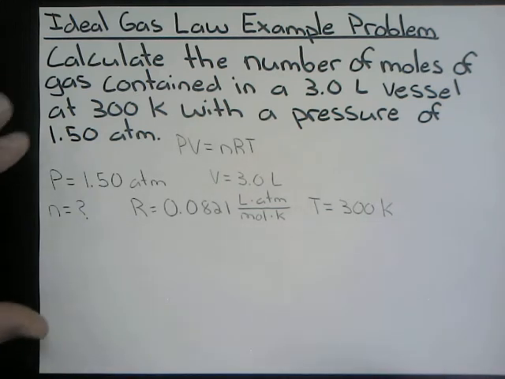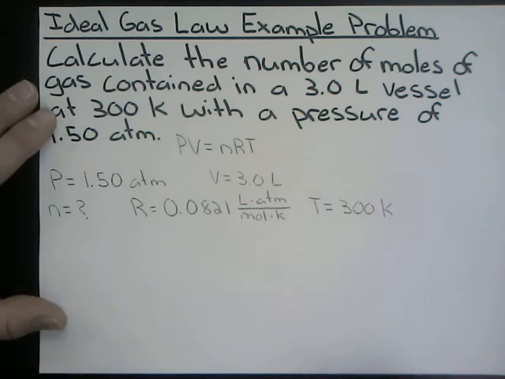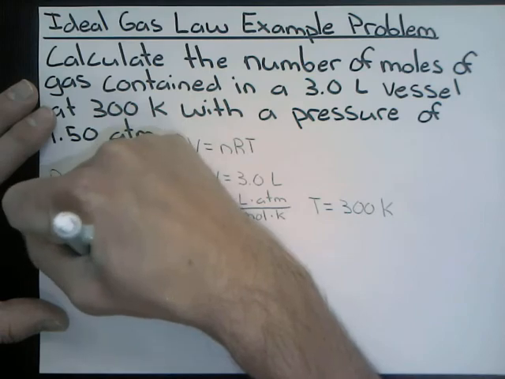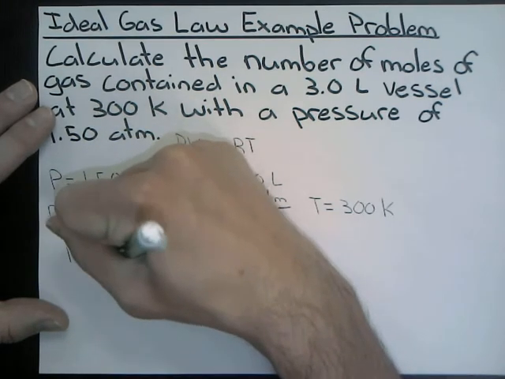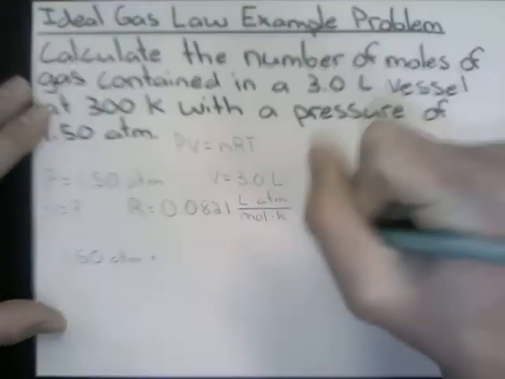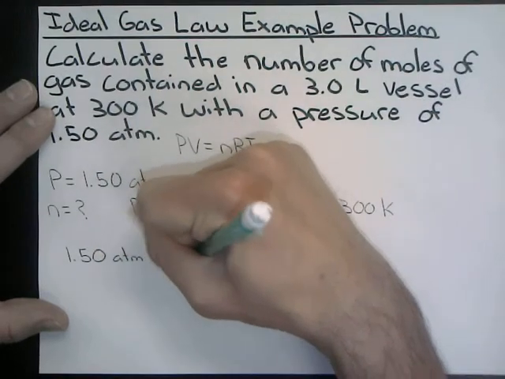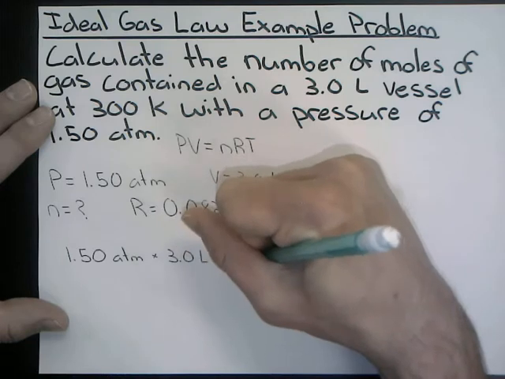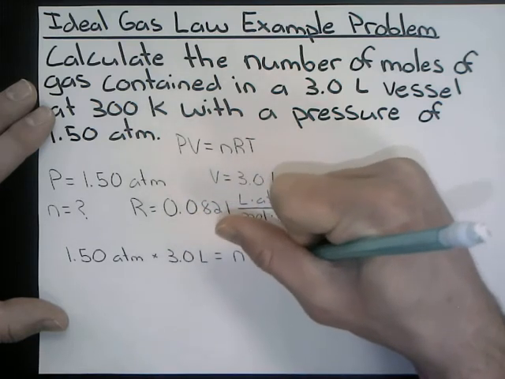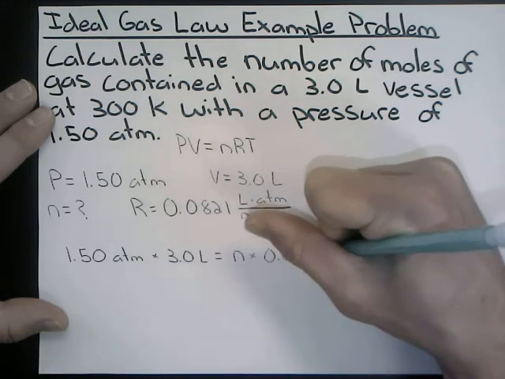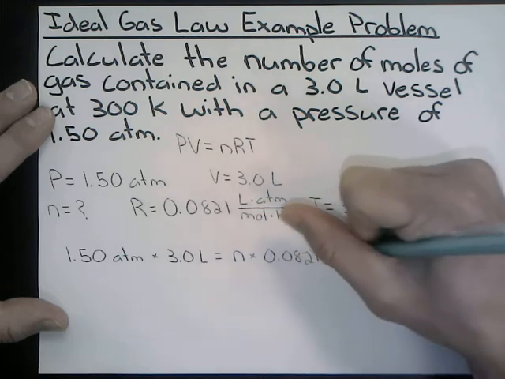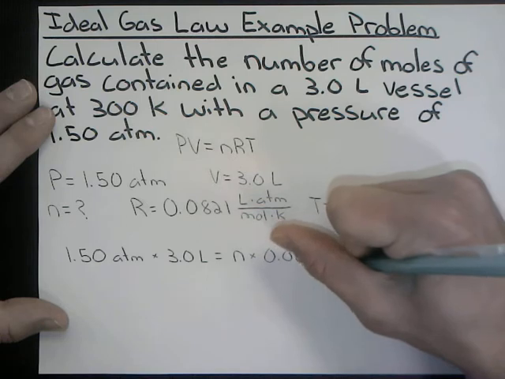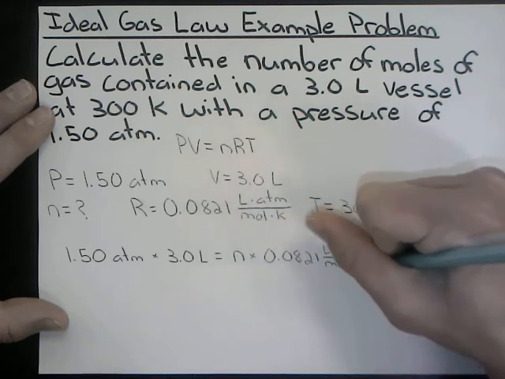So we can go ahead and put these numbers back into the equation and solve via mathematics. So we'll have 1.5 ATM times 3.0 liters equals our n, which we don't know, times our ideal gas law constant, times our temperature, which is 300 Kelvin.